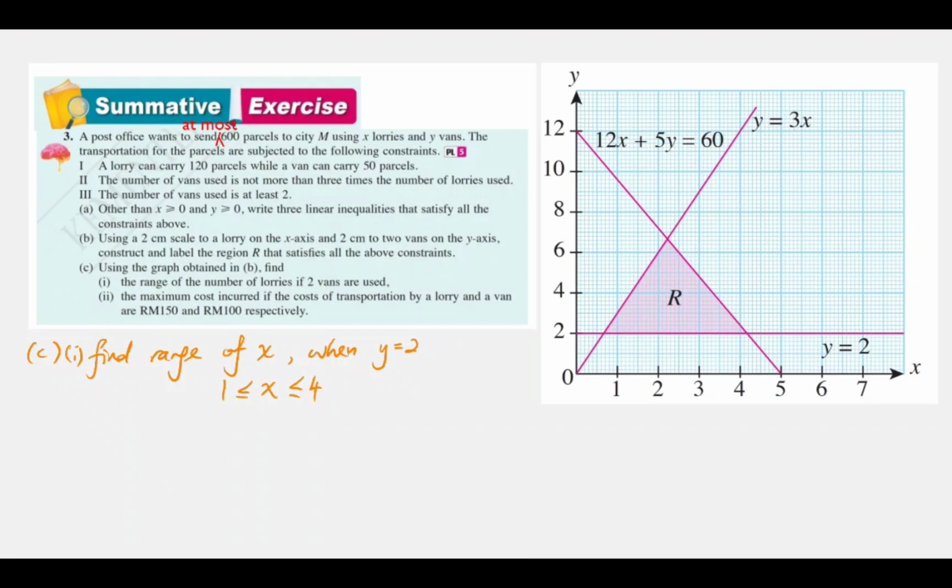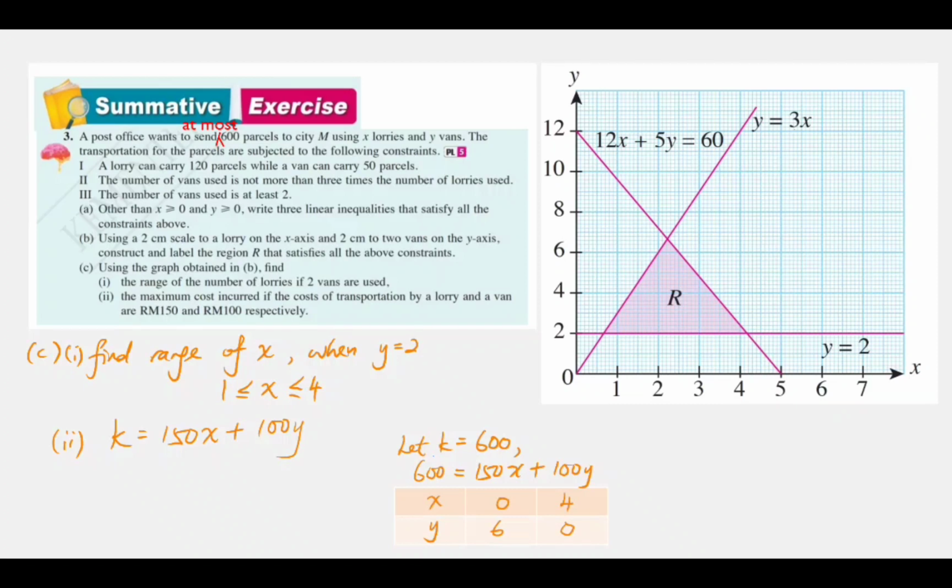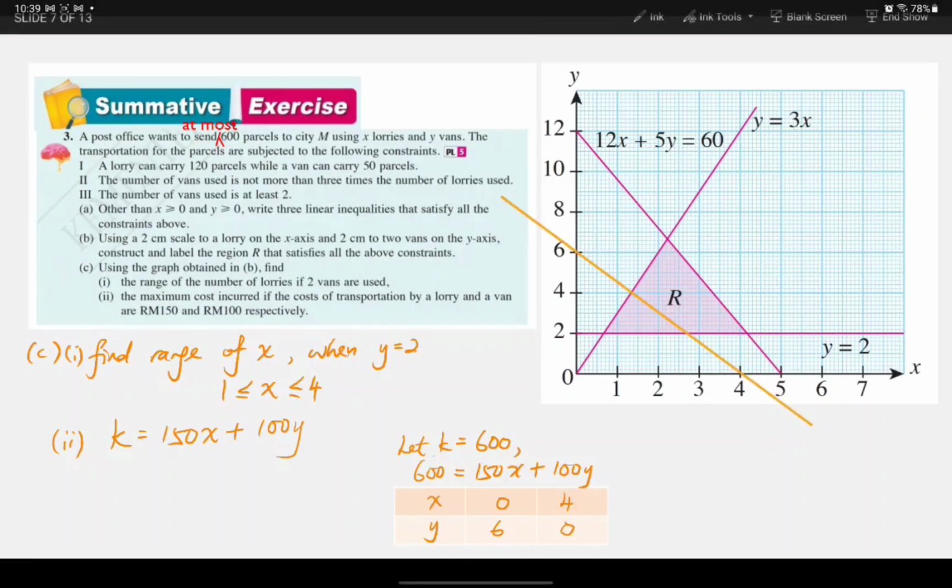Number 2, the maximum cost. The maximum cost incurs if the cost of transportation by a lorry and a van is 150 ringgit and 100 ringgit respectively. So when we want the maximum cost, write the objective function for the cost. And then we need to get a value for k and get the reference line. So let k equal 600, 600 equals 100x plus 100y. Get the y-intercept and x-intercept of this objective function line. So we will get this straight line in orange. Then we want the maximum, so we'll push this line toward the right. So move it.